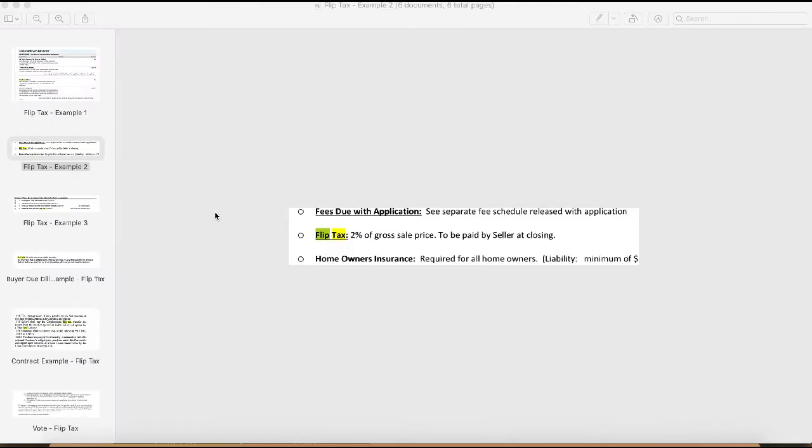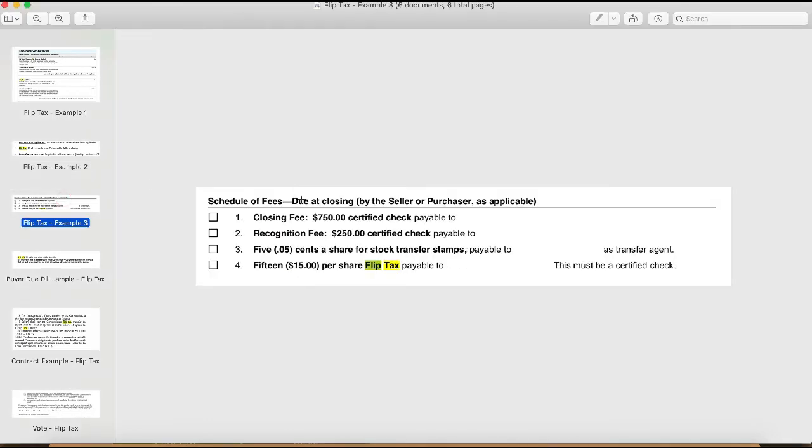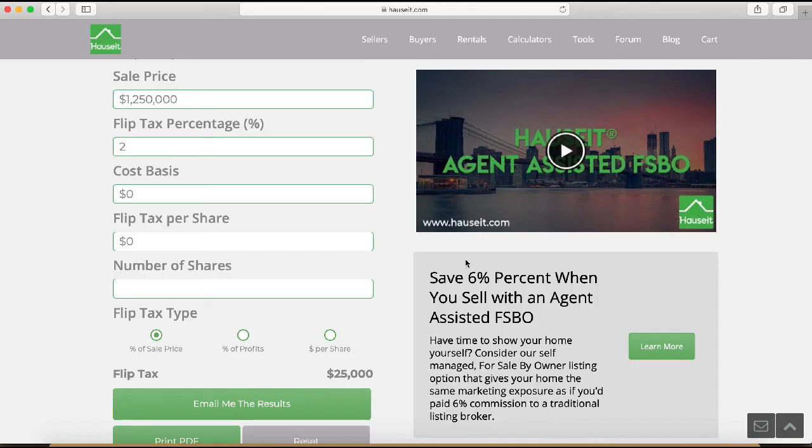Now going back to our examples, we have a third example here which actually has a slightly different type of flip tax. If you look here at the schedule of fees, again we've gotten this from the buyer's purchase application, you're going to see that there is a flip tax of $15 per share. So in this case, going back to the calculator, you would remove the flip tax percentage and put in $15 as the flip tax per share. Now to calculate the flip tax, you would just input the number of shares assigned to your co-op. Let's say you have 300 shares.